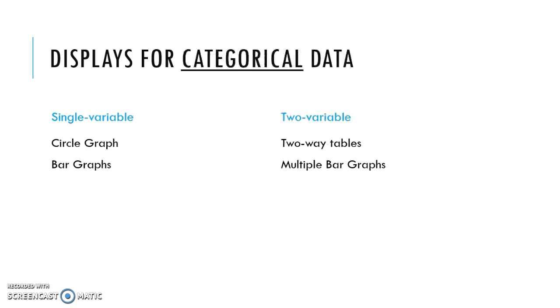Another question to discuss is, what about displays for categorical data? Well, single variable categorical data is most typically done in a circle graph, and that's something that can be reviewed and worked on in 8th grade, as well as bar graphs. And for 2 variable data, 2-way tables like what we just looked at, and using multiple bar graphs, a bar graph for each of the explanatory variables.